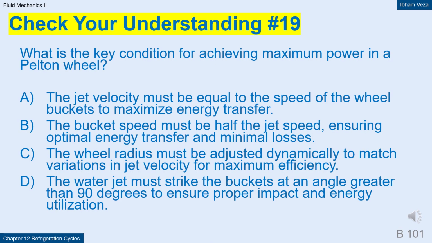Correct answer, B. The bucket speed must be half the jet speed, ensuring optimal energy transfer and minimal losses. Explanation of incorrect options. Option A. If the bucket speed equals the jet speed, the relative velocity between the water and the buckets becomes zero, leading to inefficient energy transfer. Option C.